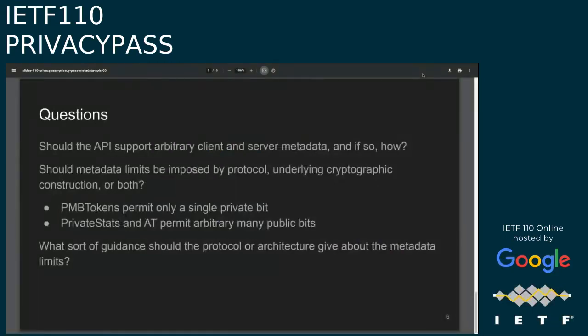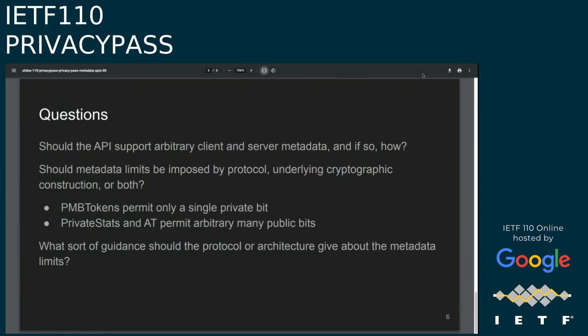So the question for the people thinking about the protocol and the API and trying to build on top of it is, first and foremost, should there be arbitrary support for client and server metadata? That is, unbounded application-defined, cryptographic-construction-defined metadata at the API level, which obviously would be limited by the underlying crypto. And if so, how do we want to accommodate that? What are the functions that we need to touch in order to add these new fields?